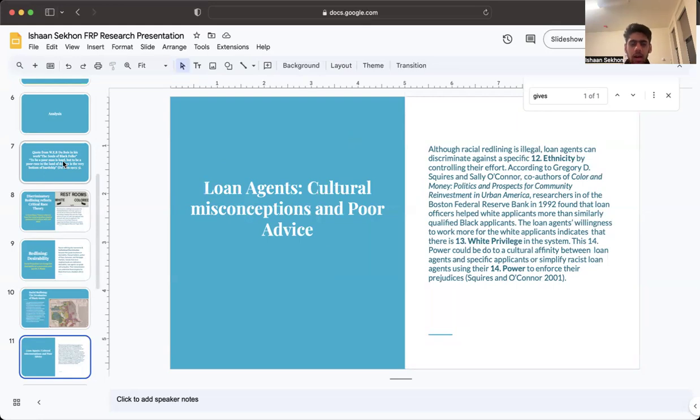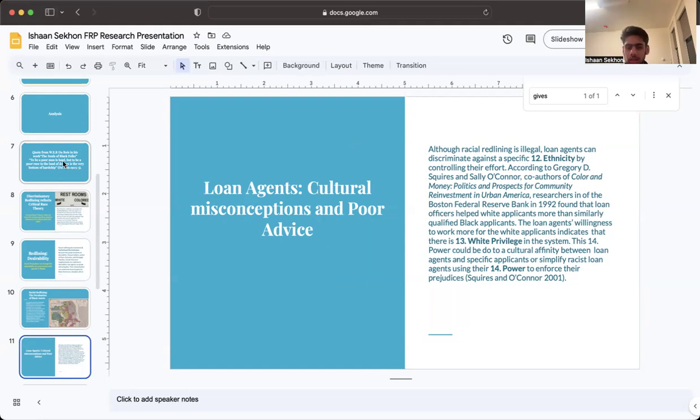So, how do the cultural misconceptions and poor advice of loan agents impact these mortgage loans? Well, although racial redlining is illegal, loan agents can discriminate against a specific ethnicity by controlling their effort.